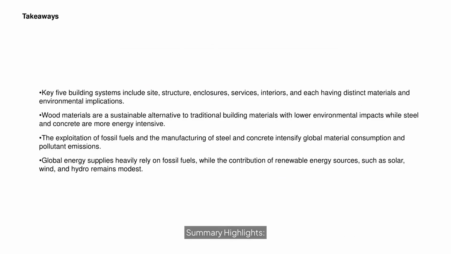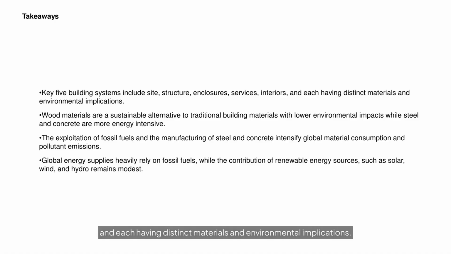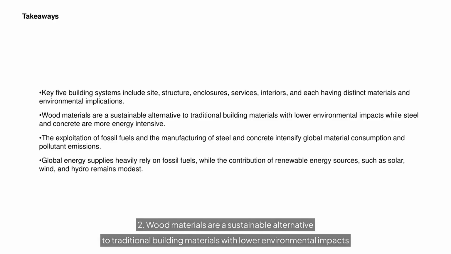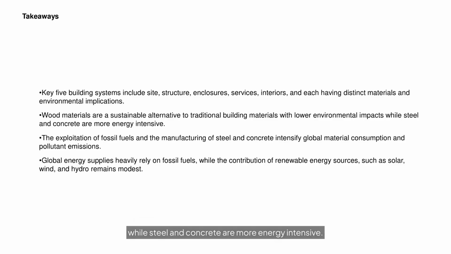Summary highlights. 1. Key 5 building systems include site, structure, enclosures, services, interiors, and each having distinct materials and environmental implications. 2. Wood materials are a sustainable alternative to traditional building materials with lower environmental impacts, while steel and concrete are more energy intensive.